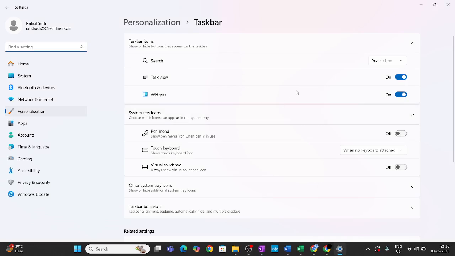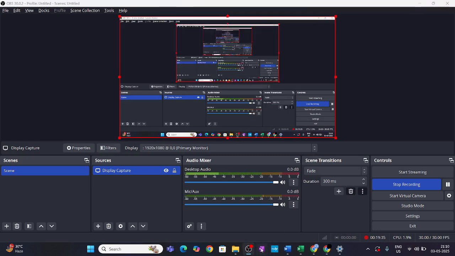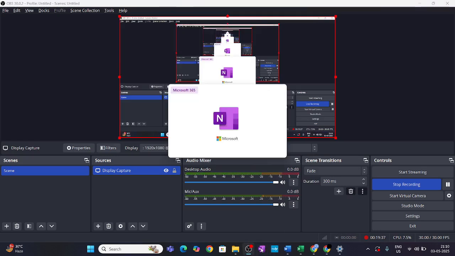How do you hide? हाइड कैसे करें? सर राइट क्लिक कर ठीक है, वन नोट को रिस्टार्ट.